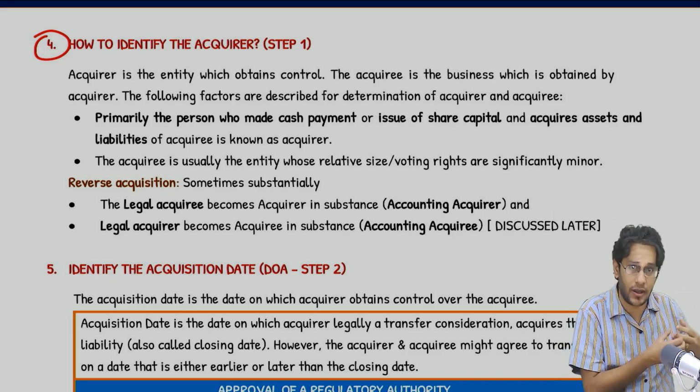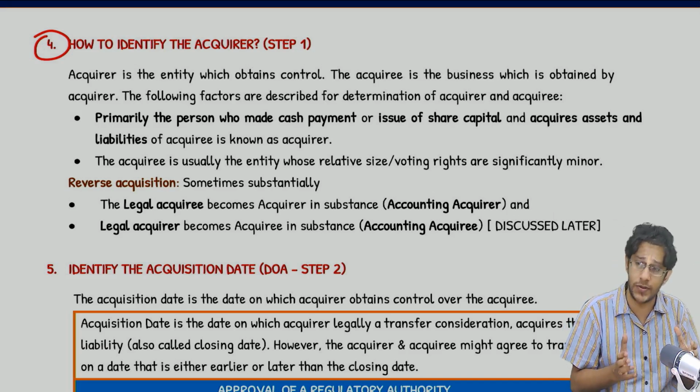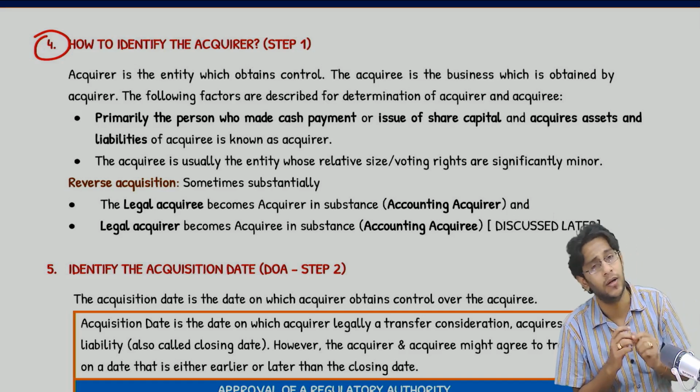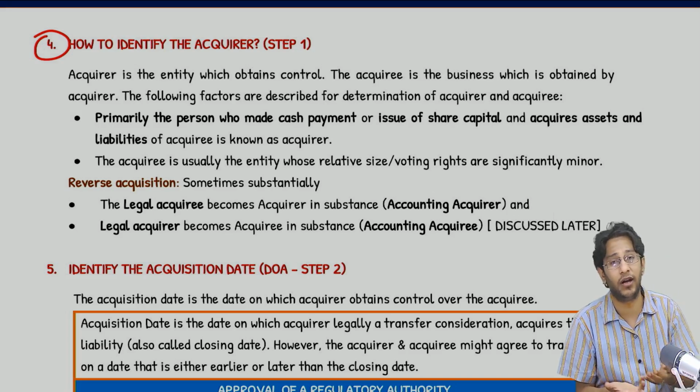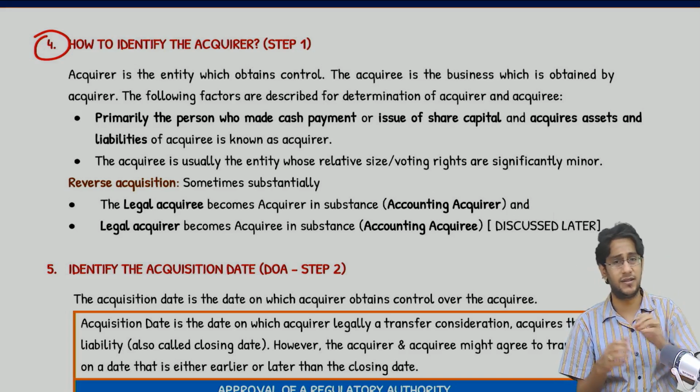This acquirer is the one who obtains control over the other party. So the acquirer, in his books, for accounting this business combination transaction, has to apply the acquisition method that we just discussed. Now, for that, obviously I have to identify who is the acquirer. For that, the standard gives a simple definition.